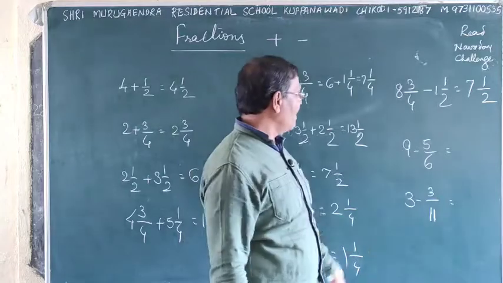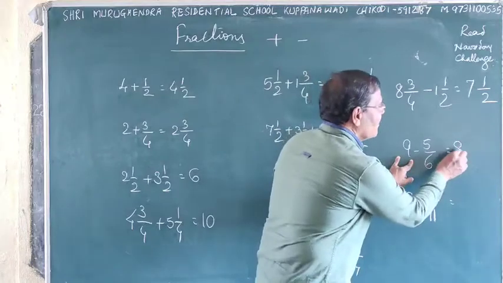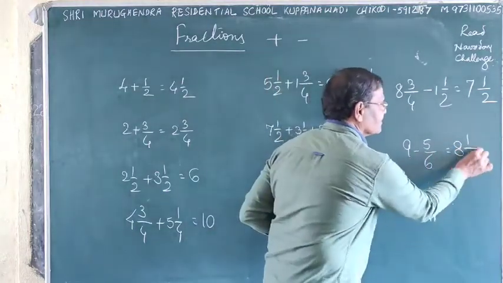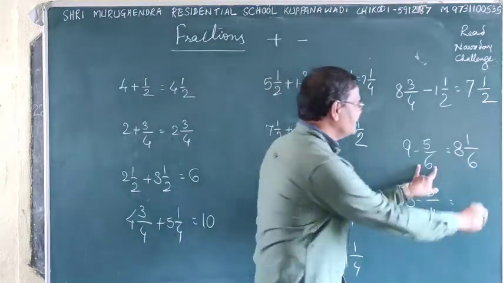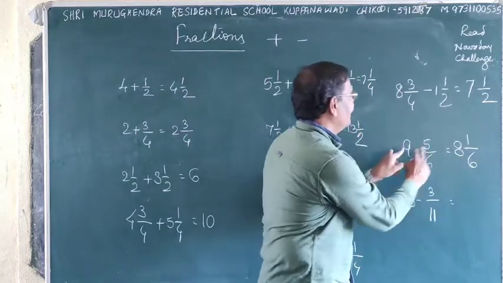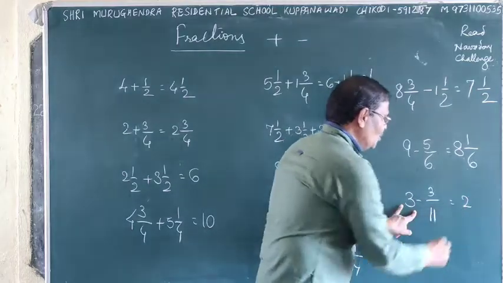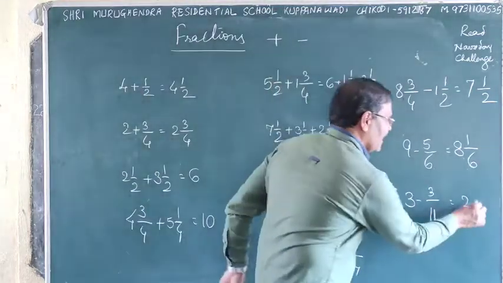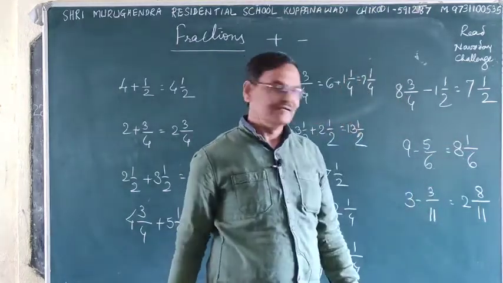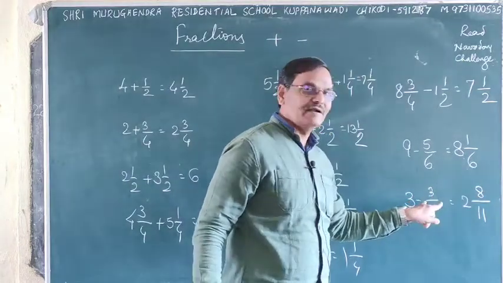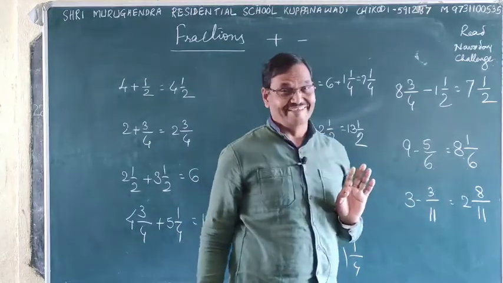Okay. Then now 9 minus 5 by 6. Say 8 is required and 1 by 6. See how much shortage is there, that you have to write. See, this and this make 1, and 1 plus 8 is 9. See, 2 compulsory, and 11, how much is the shortage? 8 it is shortage. 8 plus 3 is 11. 11 by 11 is 1. 1 plus 2 is 3. Like this you can do.